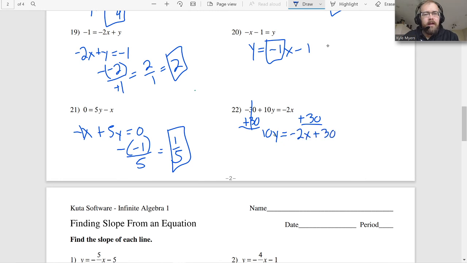We divide by 10, divide by 10, divide by 10. And then we have -2 over 10. So m is -2 over 10. Notice I'm not going to simplify the 30 over 10. It's 3, but hey, why do more math than you need to? Just focus on the slope. That's all they need. -2/10 simplifies to -1/5. And that's the answer. That's the last answer.